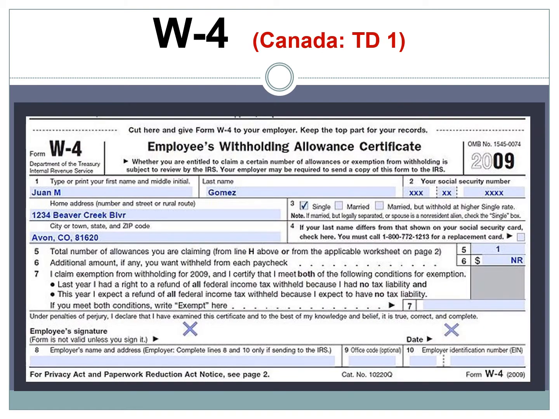The next tax form, applicable in both countries, is the employee's withholding allowance. In the U.S., this is the W-4. In Canada, it's the TD-1. Each employee should complete one of these forms at the beginning of their employment, and they should be offered to update the form each year as changes may become applicable.